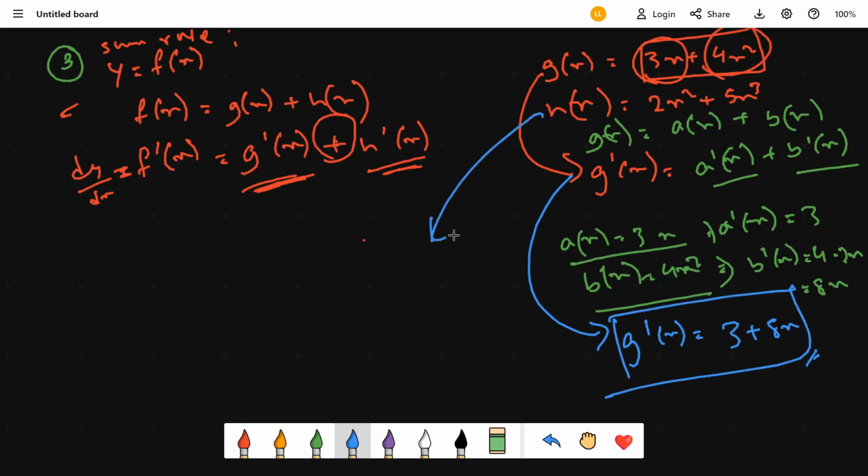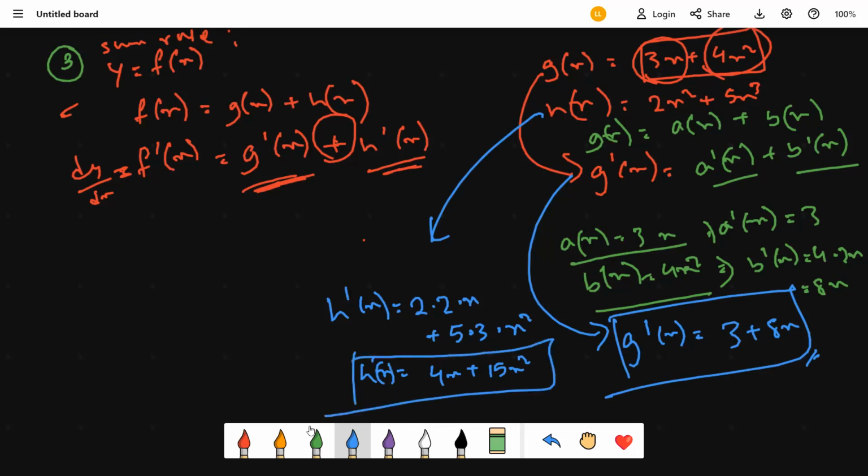Similarly, if we want to find h prime of x, I'm doing it all together at once: 2 times x plus 5 times 3 times x squared. This dot sign denotes multiplication, okay? So here, this dot sign represents multiplication. So 2 times 2x means 4x, plus 5 times 3 times x squared means 15x squared. So this is the differentiated value of this h(x) function.